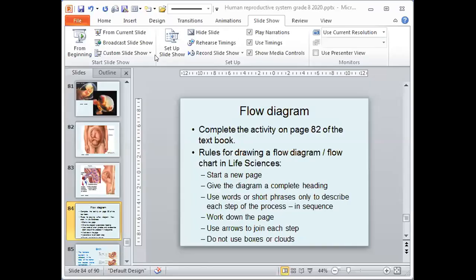Good afternoon, grade 8s. This should be our last lesson on human reproduction, and then we will carry on with the different section.